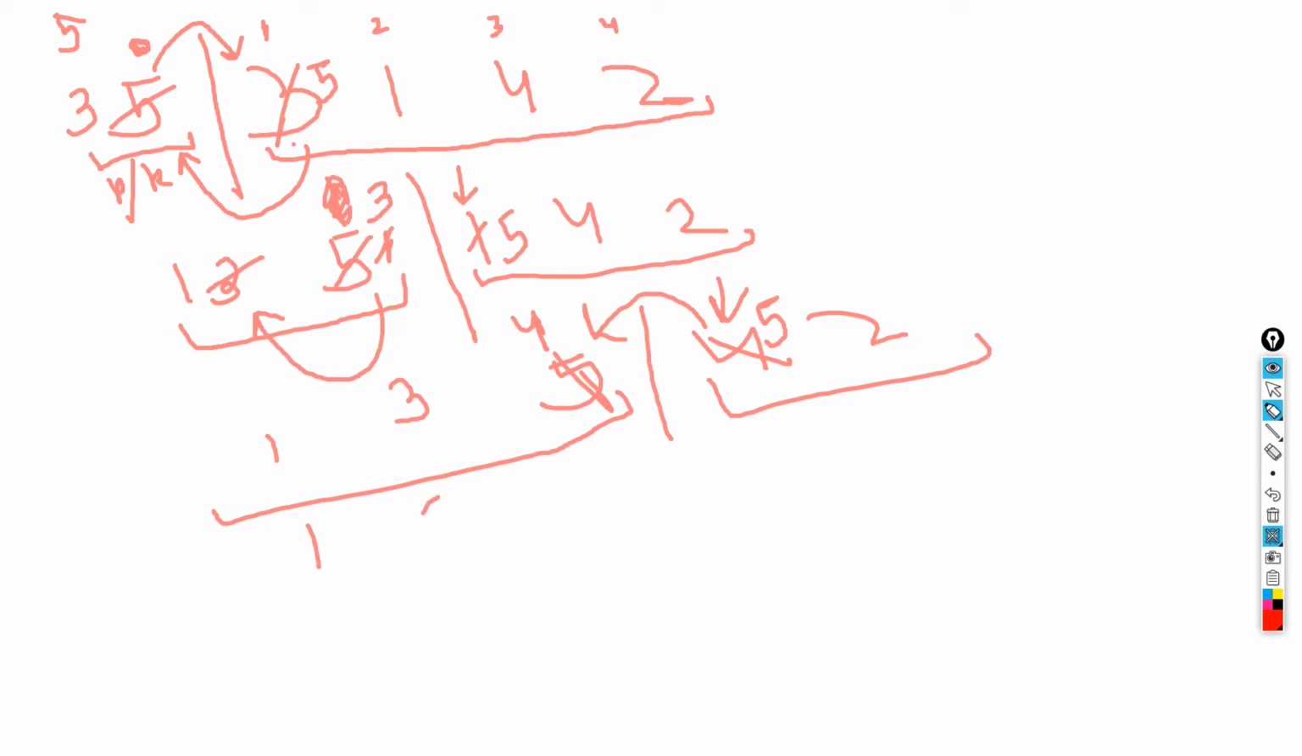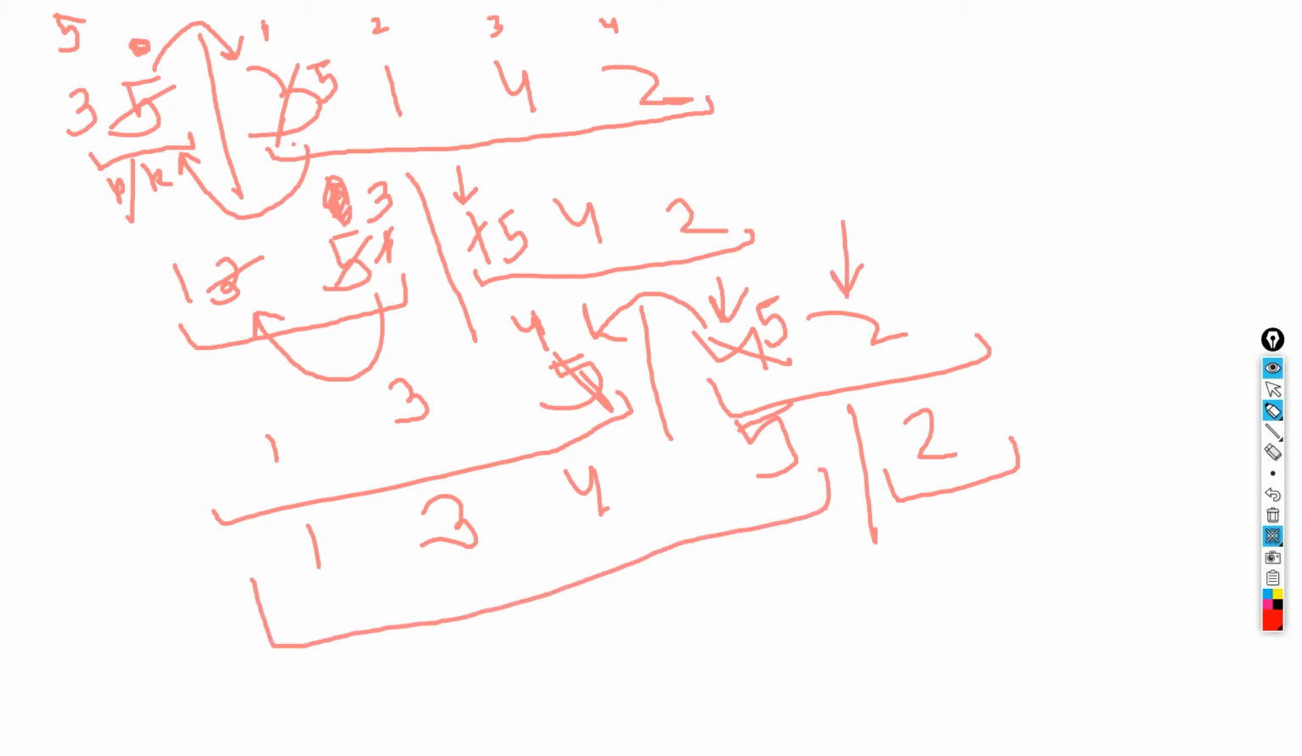So now the array which is almost sorted, 1, 3, 4, 5. Now the only element that we have is 2, and now we will move on to the last element or last index, which is 2, and this is the array that I have. So I will swap 2 with 5. Why? Because 5 is greater than 2, so 2 comes here, 5 comes over here.